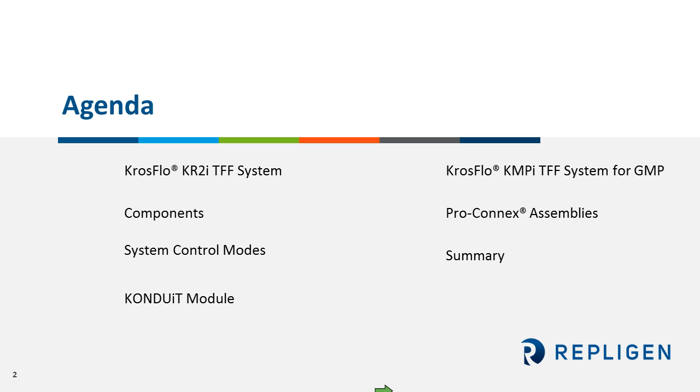Today, I will discuss the key features of the KrosFlo KR2i TFF system, key components enabling automated control, and the multiple modes of automated TFF operation. I would also like to introduce the new conduit module and its features, and I will close by talking about systems for scaling up TFF operations and single-use filtration assemblies that can be utilized with our KrosFlo systems.